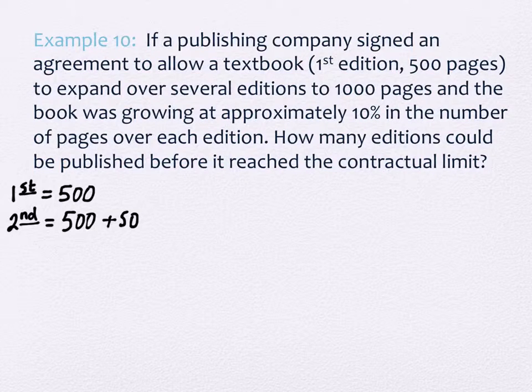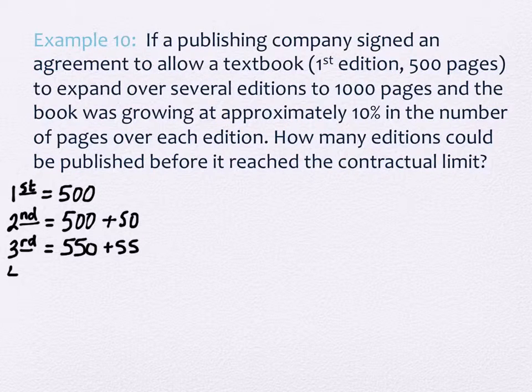Right? Okay, so the third edition, we'll go a couple more into this before we step back and look at the pattern. Third edition takes the 550-page book now. Okay, we're not just adding 50 every time. It's 10% of what the new value is. So what would the 10% amount of 550 be? 55.